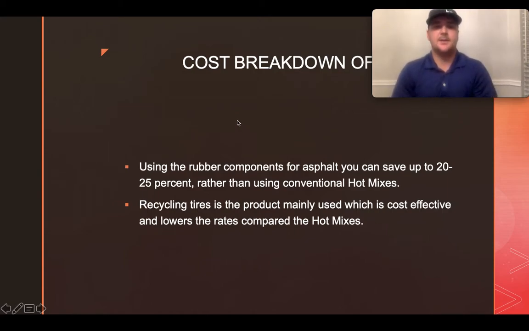Cost breakdown. Using rubber components for asphalt, you can save up to 20 to 25% of your costs rather than using the conventional hot mixes. Ways we do that is using recycled products such as tires. There's also, I've seen, various types of rubber uses. By recycling, we lower our cost, and we don't have as much process as that goes into hot mixes.